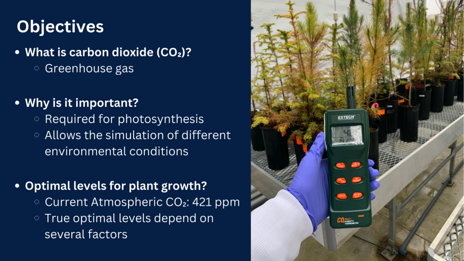Current atmospheric CO2 levels are around 421 ppm. Maintaining the CO2 levels around 400 ppm will simulate natural plant growth. It is possible to increase plant growth rates by raising the CO2 levels. However, the optimal CO2 level will depend on several factors, such as the plant type, the light intensity, and the size of the chamber.